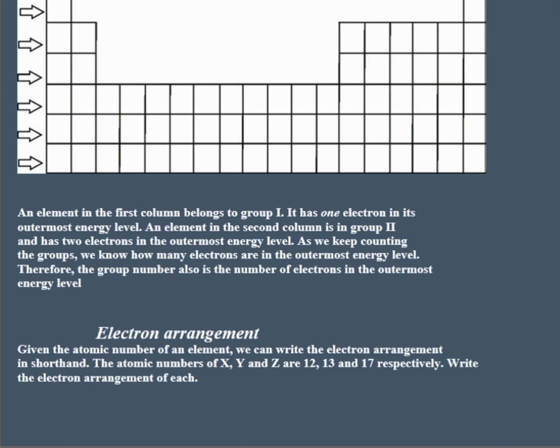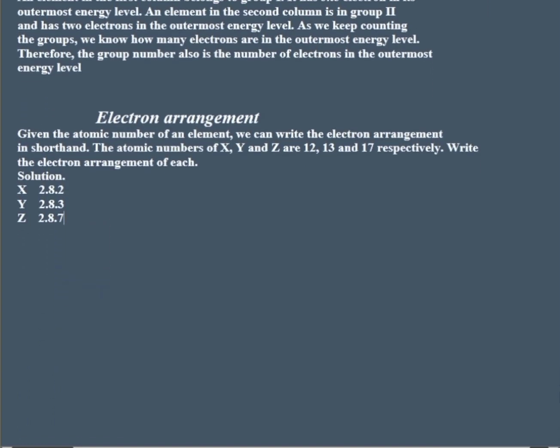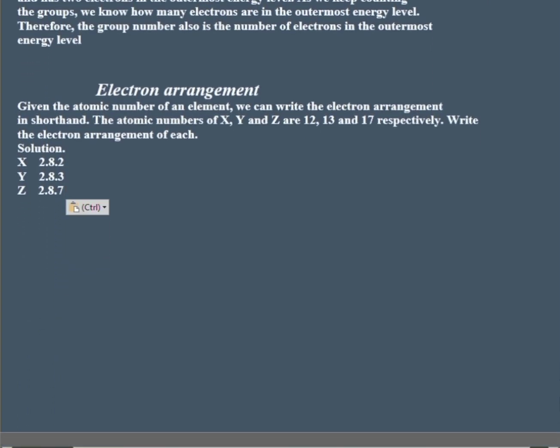For Y, it will be 2 in the first energy level, 8 in the second energy level, then the remaining 3 in the third energy level. For Z, it will be 2 in the first energy level, 8 in the second energy level, and the remaining 7 in the third energy level. This is the solution that we have for the 3 elements that we are given here.